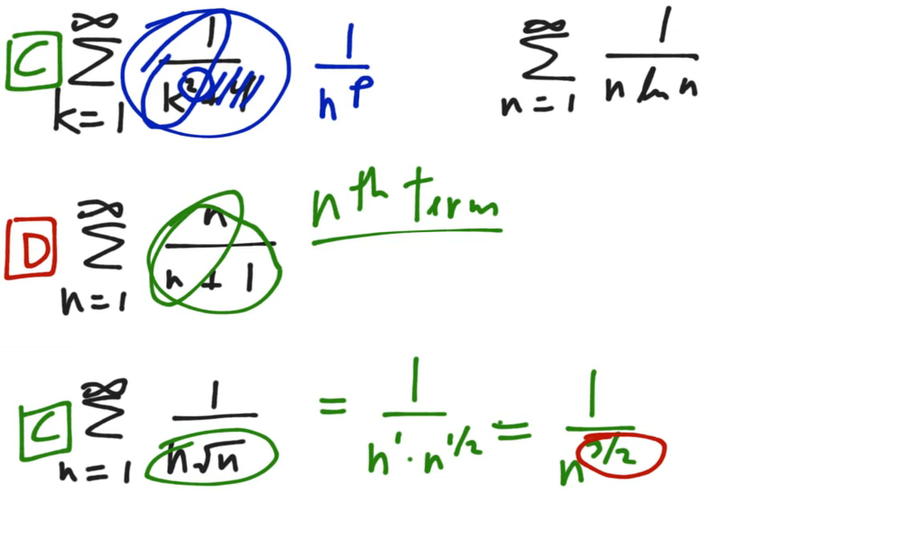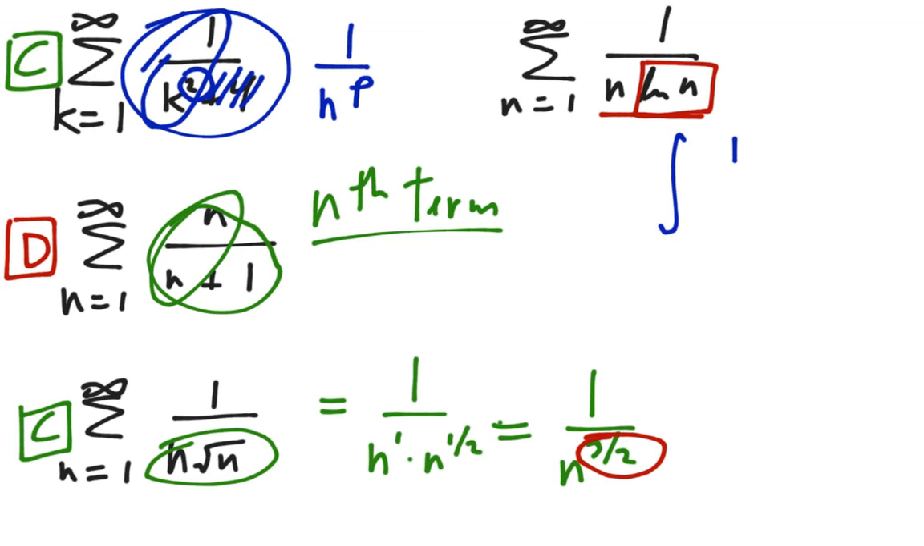In this example, we can't do the p-series test, because you can't use the p-series test if you have things that are not polynomials. ln of n is not a polynomial, therefore you can't use the p-series test. So let's take a look at what to do. Do you see a function and its derivative? Let's try to use the integral test.